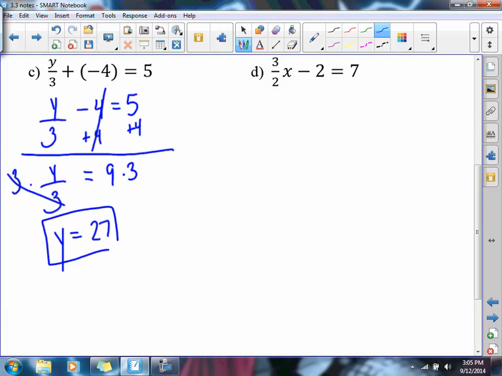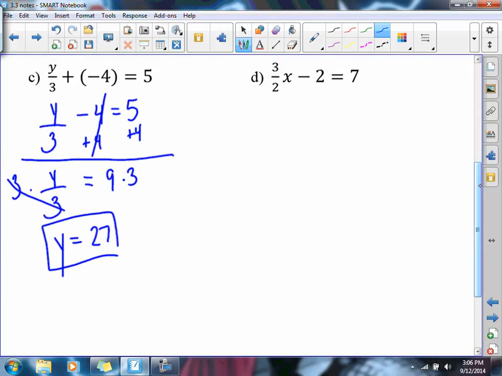Now notice I did that problem without boxing in the variable at all. So remember, you don't have to box in the variable. You can if it helps you to see what you're solving for.